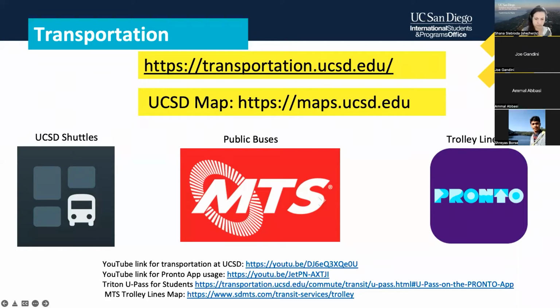And in the middle, you can see this MTS app, which is a public transportation app. This is free for all UCSD students, and you can explore the whole San Diego using these buses. Otherwise, it's like $2.50 for other people in San Diego, but it's free for us. And for the trolley line, you can download this Pronto app. So I have put this picture so that you are aware of the right app you have to choose. And these are the various links of all the transportation facilities you have.